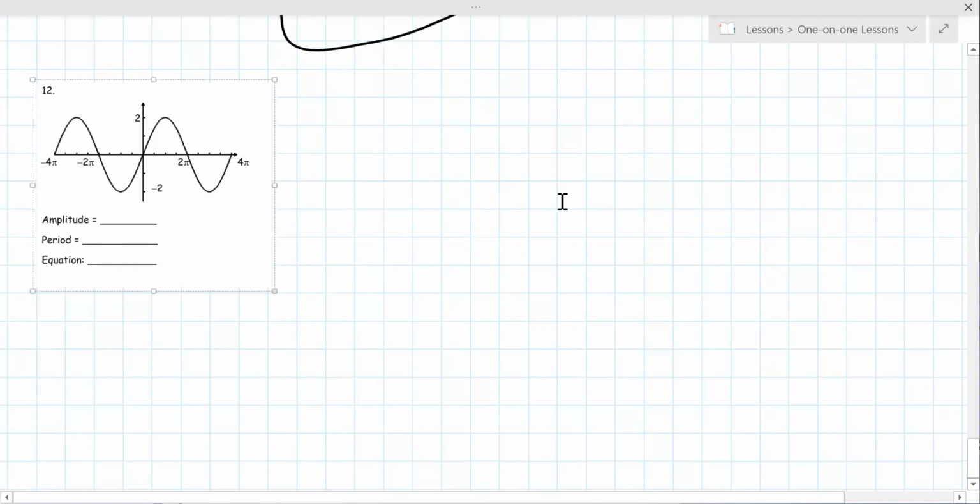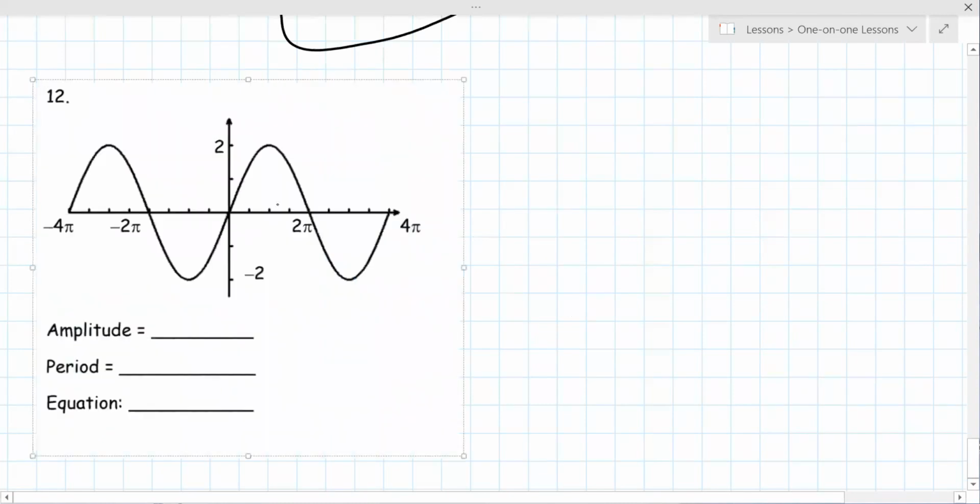Okay, so this one will be a little bit more clear. The amplitude is the center line, and then how far up does it go from the center line? How far does it go out from the center line? It goes up 2, right? So amplitude is 2. It's always a positive number.